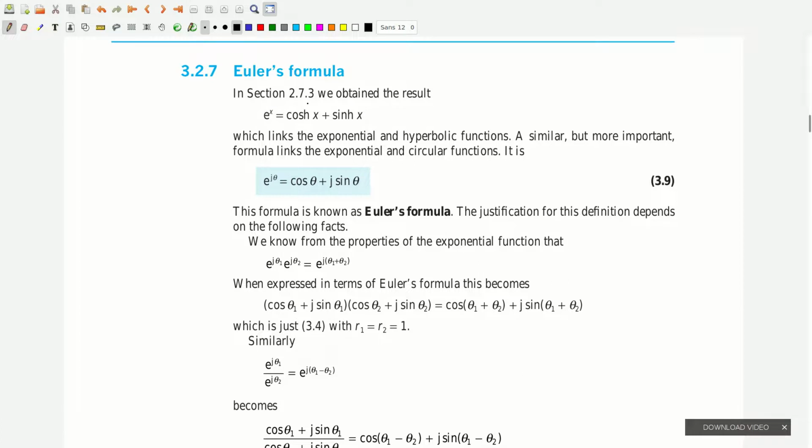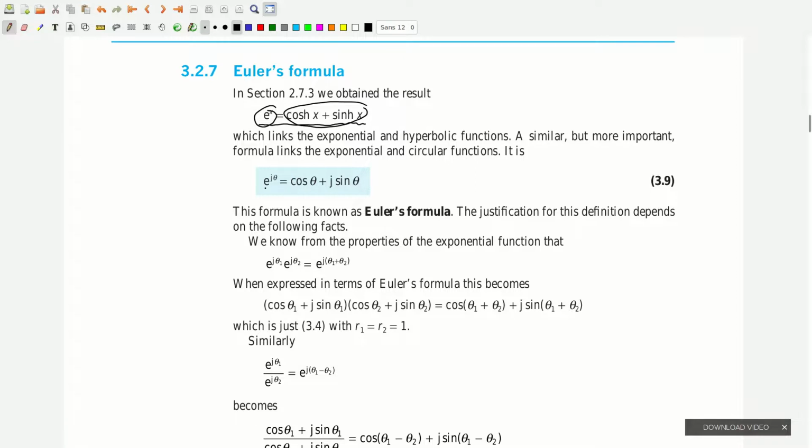So in section 2.73, there's this expression here: e to the x can be written in terms of hyperbolic functions as the hyperbolic cosine of x plus the hyperbolic sine of x. So this links the exponential function and these hyperbolic functions. A similar and more important formula links the exponential and circular functions.